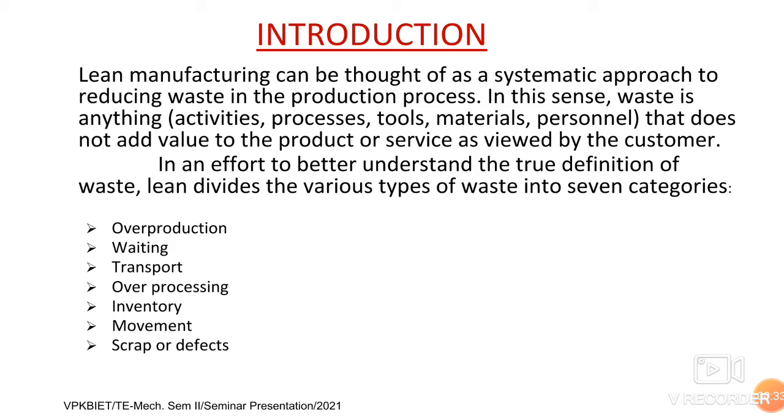Lean manufacturing can be thought of as a systematic approach to reducing waste in the production process. In this sense, waste is anything, activities, processes, tools, materials, personnel, that does not add any value to the product or service as viewed by the customer. So, lean manufacturing means the reduction of waste, which leads to an increment in production. The waste is divided into seven categories: overproduction waste, waiting waste, transportation waste, overprocessing waste, inventory waste, that is storage waste, movement waste, and scrap or defect waste.